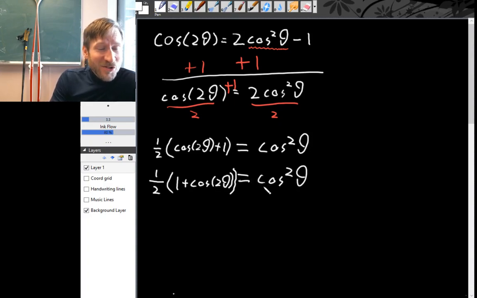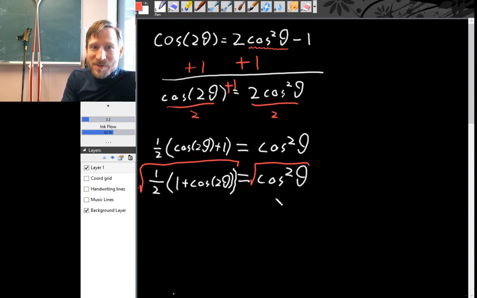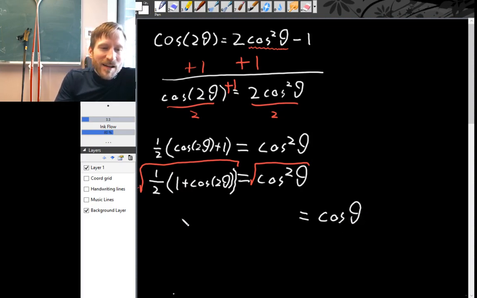But what we can do is take square roots on both sides. And we get an identity that is sort of the opposite of a double angle identity. So on the right-hand side, we're just left with cosine theta. And on the left-hand side, well, there was a square root, so we'd better write plus or minus: plus or minus the square root of 1/2 times 1 plus cosine 2 theta.